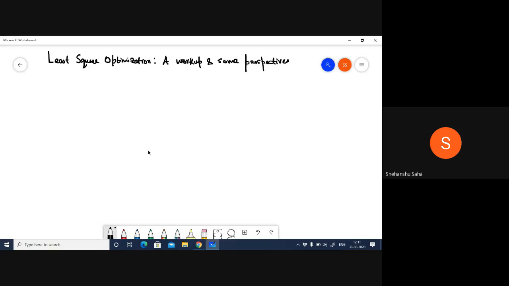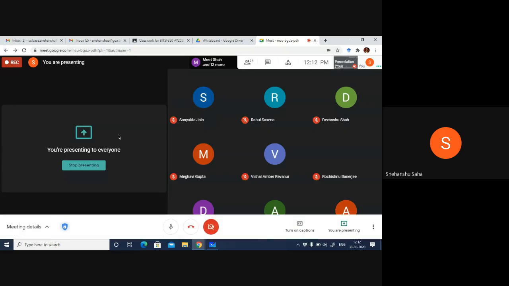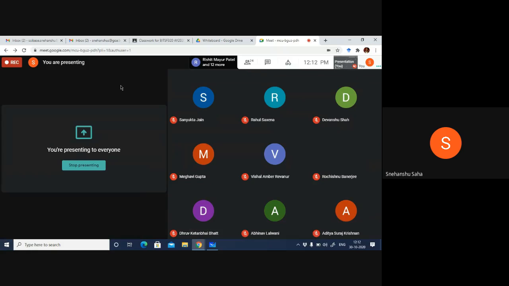Okay, so let me ask you a question. Let's say I give you two curves, in a two-dimensional space. How would you figure out if the two curves are close to each other or not?